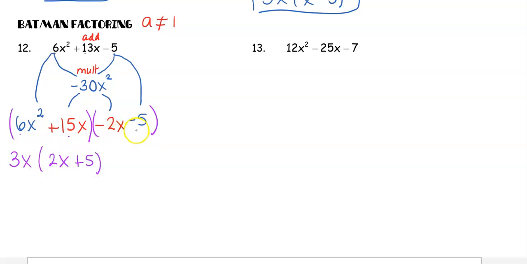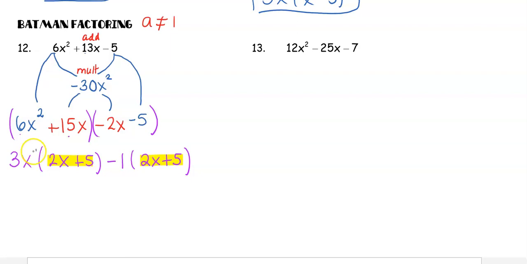In the second group, there is no GCF, but this needs to be a positive 1, so I'm going to pull out a negative 1. If there is no GCF at all, then you pull out a positive 1. So that becomes a positive 2x, and that becomes a positive 5. Now when you look here, this is where you check your work. These two pieces have to be exactly the same. If those are not exactly the same, then you did Batman wrong, or it's not factorable.